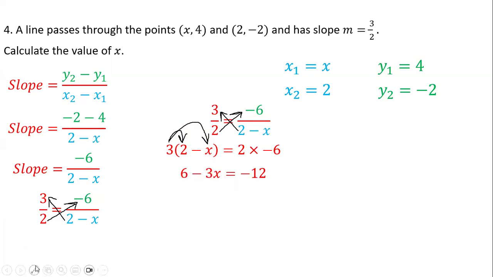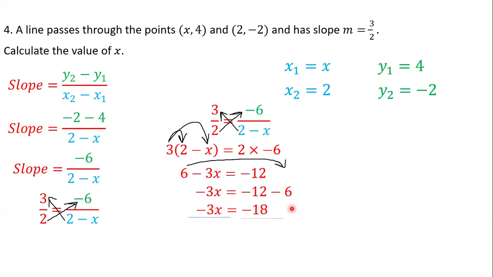But our goal is to solve for x. So what we're going to do, we're going to take this +6 and send it over the equal sign. When we do that, what are we left with? This was a +6, but when we send it over the equal sign, it becomes a -6. So we have -3x is equal to -12 minus 6, and -12 minus 6 is equal to -18. So we have -3x is equal to -18.